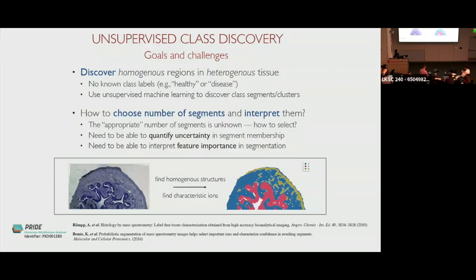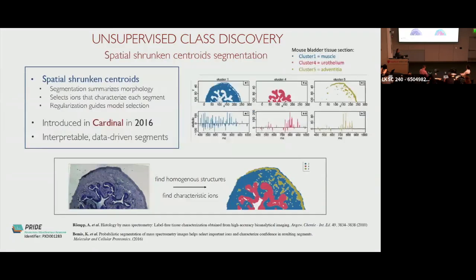Some of the primary computational challenges with this kind of goal are how to choose the number of segments, so how many different regions are we trying to discover within our tissue? And then how do we actually interpret them? Once we see the different regions that come out of the algorithm, what do those actually mean? What are the different molecules that correspond to those regions? So those are two of the challenges that this method tries to make easier and tries to address.